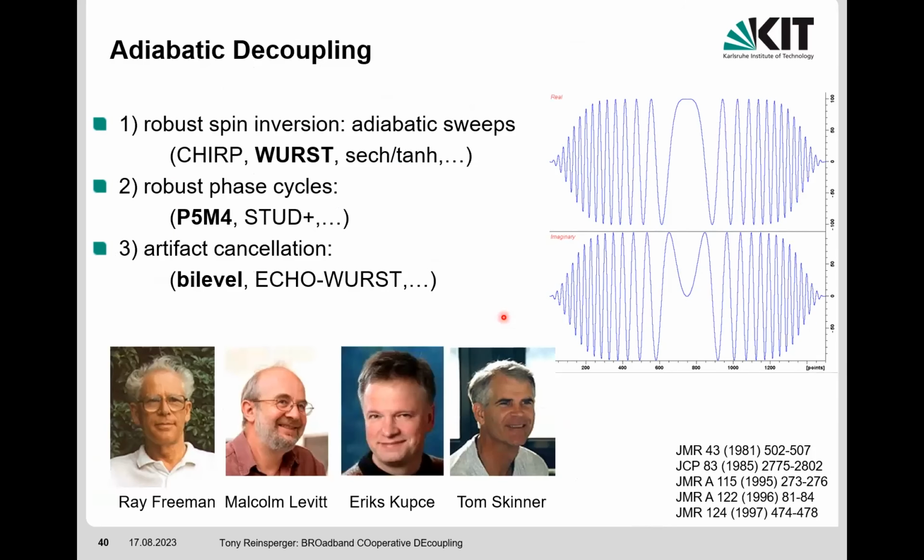However, when you want to have a proton spectrum and decouple the carbons, then you typically take the Wurst pulses, which are chirp pulses in the end. They're both equivalent. You take a robust phase cycle, so something like the P5 M4 that, well, I showed you. But then you, in addition, use tricks for artifact cancellations. And the one that seems to work really well is the bilevel decoupling.